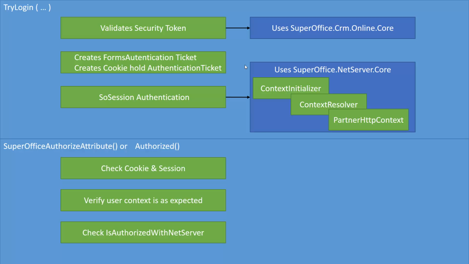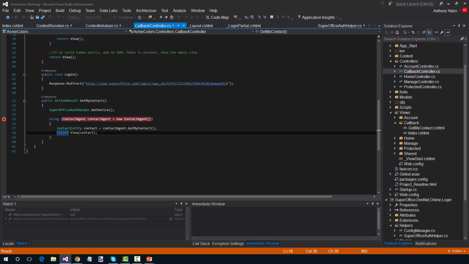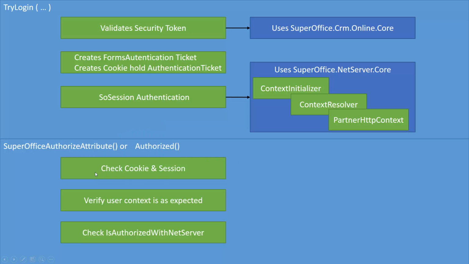We've got these two helpers in the login library. There's the SuperOffice authorize attribute. This is similar to the basic .NET authorize attribute. And then we've got this isAuthorize method, and that's what you just saw when I was calling get my contact. If we look back at that code, you can see it calls SuperOffice auth helper.authorize. For both of these, we were checking the cookie and we were checking the session. We also verified that the user's context was what we expected, and we checked if it was authorized with NetServer.